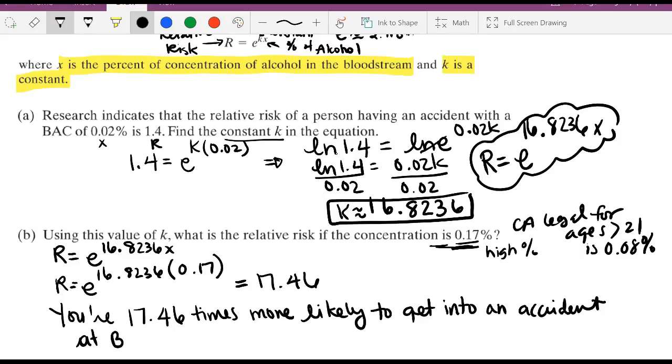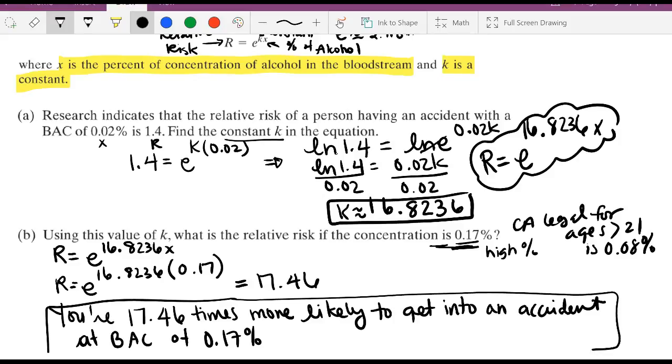At a BAC of 0.17%. So you are 17 times more likely to get into a car accident if you have a BAC level of 0.17%. Okay?